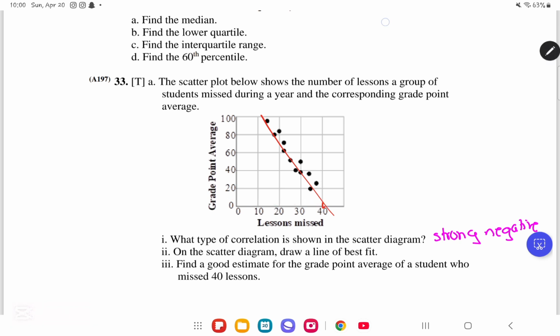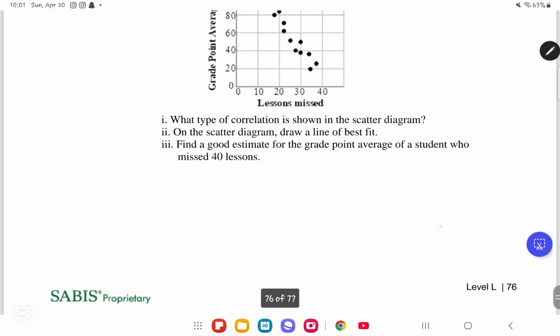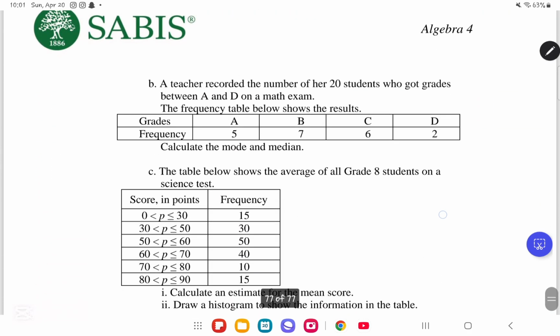I think I did something wrong, hold on. Let's do it like this. So their GPA will be about here, which is almost midway. So you will see it is approximately 10. Their GPA is going to be approximately 10 if they missed 40 lessons. We move on to part B.